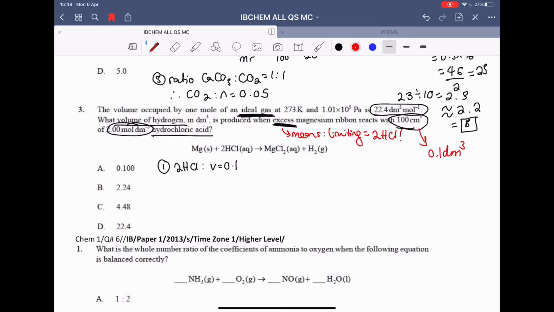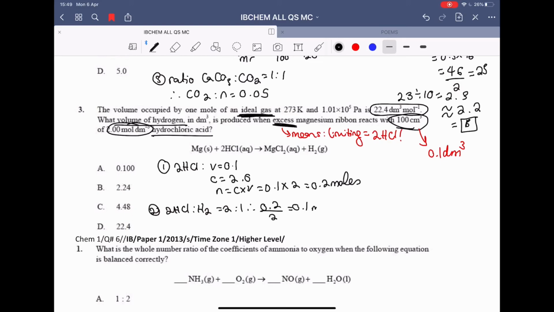So I'm plugging in the values. The volume is in centimeters cubed again in the question. Remember to just convert to dm cubed. So the volume is 0.1 dm cubed. Concentration is 2.0. Moles is concentration times volume, and we aren't given the moles in this question. So 0.1 times 2 is 0.2 moles of HCl. 2HCl to 2H2, the ratio is 2:1. So divide that 0.2 by 2, because the ratio is 2:1. That's all you got to do, and you get 0.1 moles of H2. There are more 2HCl than H2 produced.